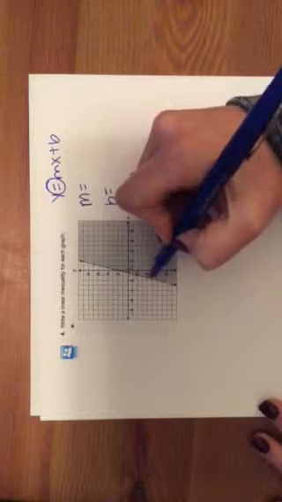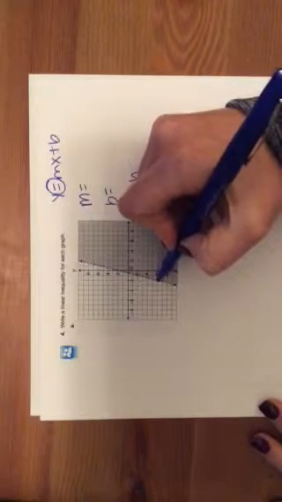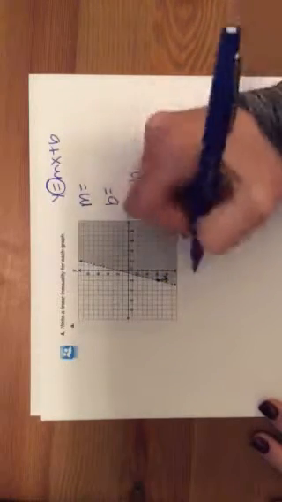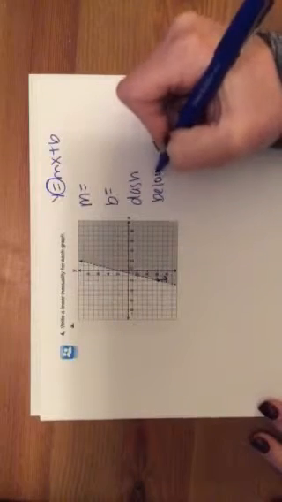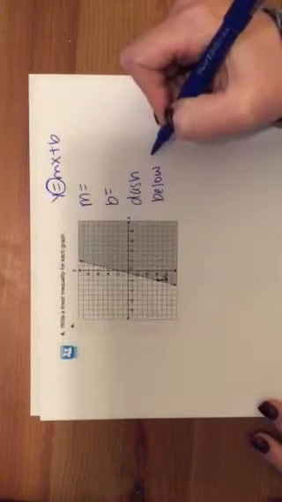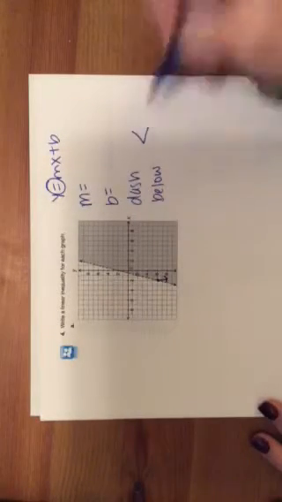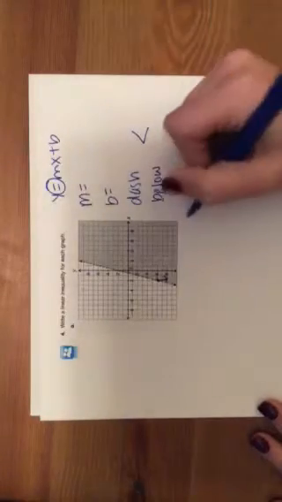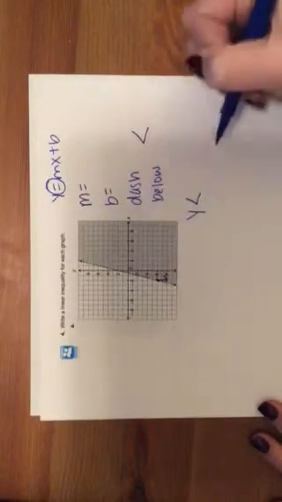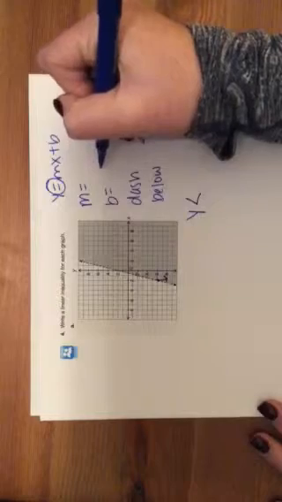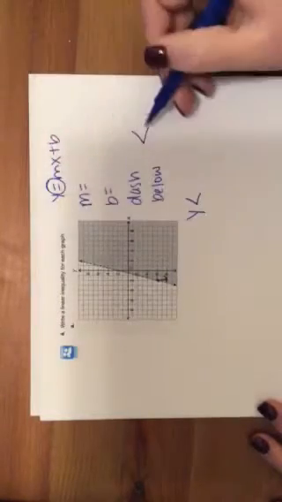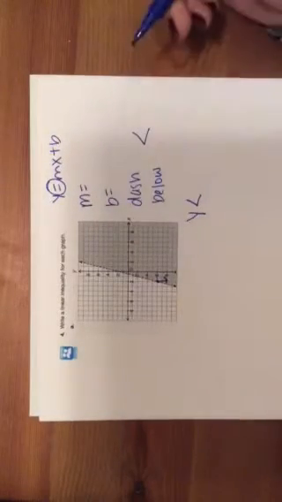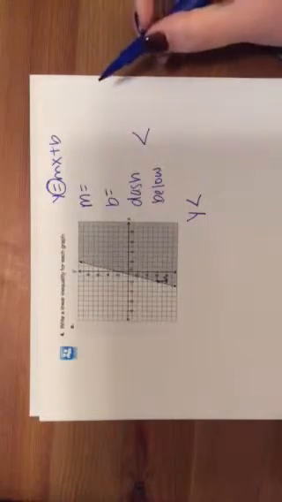So if I want to find which way my shading is, again, pick a point and which way did we go? We went below. So if it's a dashed line and my shading is below, that means I need to use a less than sign. So my final answer should say y is less than, and then I just plug in m and b. So this part isn't new, it's just the inequality sign. But once you know what everything means, it's pretty simple to find out.